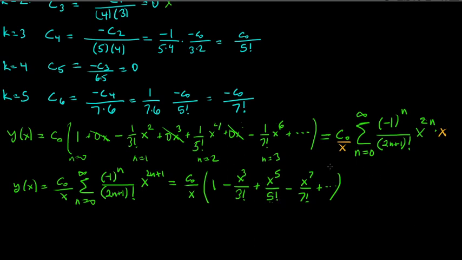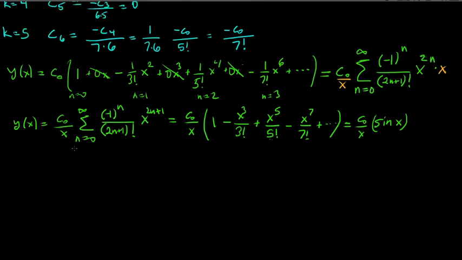Okay, now take a look at this and look back in, I think, 6.1, this was one of the familiar series. This is just c0 over x times sine of x. Right? So this is the Maclaurin series for the sine function. So, in fact, we can write this as our c0, again a constant, right? Times sine x over x. And there's our solution, right?